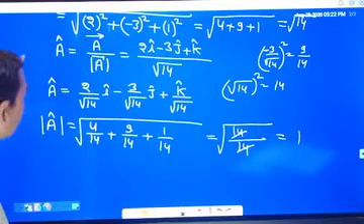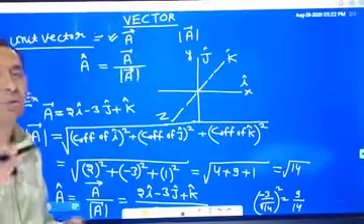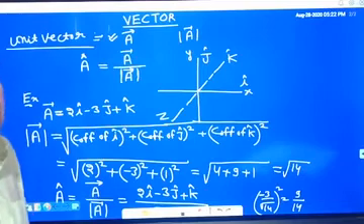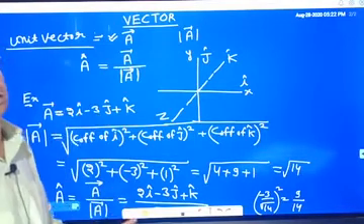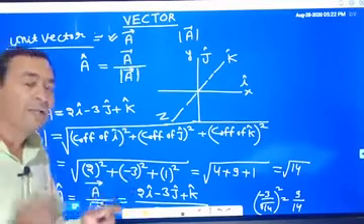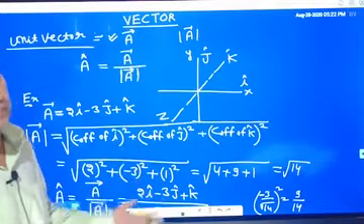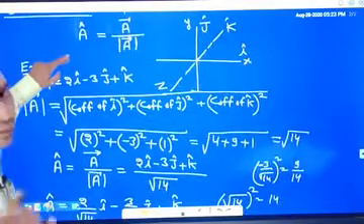So what is the unit vector? This unit vector is very important. It has magnitude 1. It only shows the direction of any vector. It has no magnitude, because we know that if we multiply any number by 1, we get the same number.